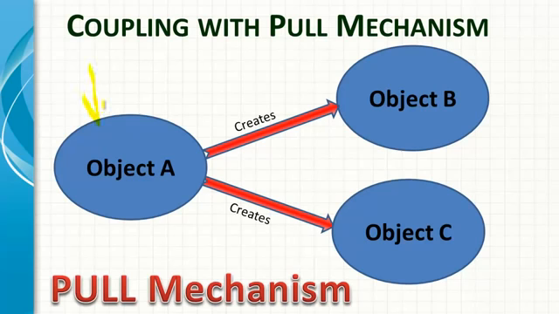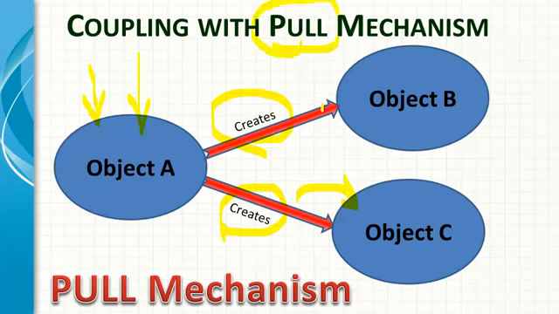Payment needs accounts. It creates it. Payment needs another service, database. It creates it. I need it, I'll get it. It's the responsibility of object A to fetch what it needs. So it's a pull mechanism.